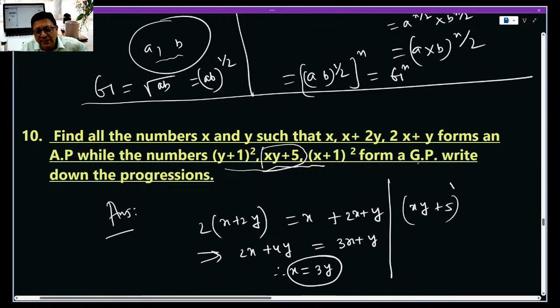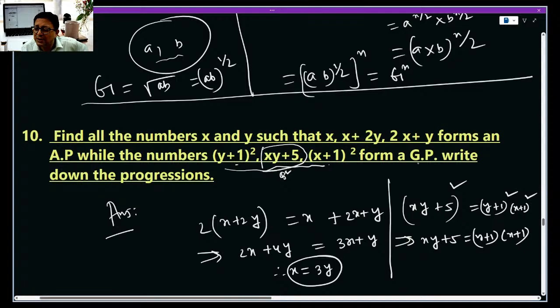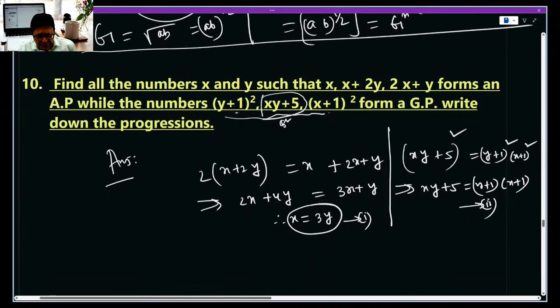So (xy + 5) whole square will be (y + 1) whole square times (x + 1) whole square. Am I clear? If three terms are in GP, then the second term squared will be equal to the product of the first and the third. I am using that only. Take square root of both sides: xy + 5 equals (y + 1)(x + 1). Now there is a chance. This is your equation 1 and this is 2. Solve for x and y from these two equations.